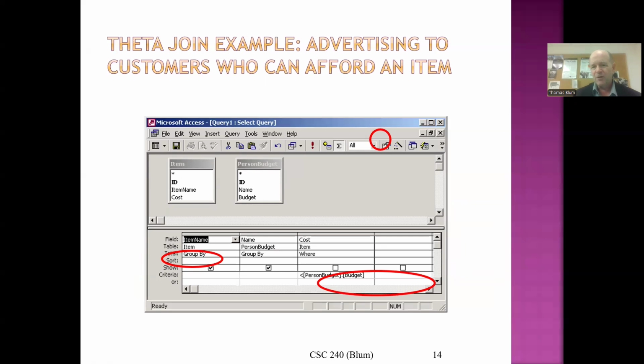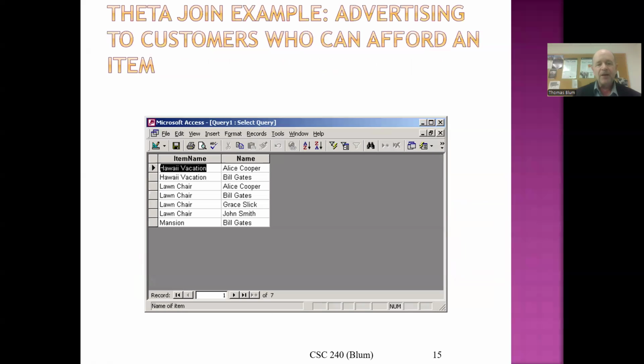Here we are over in Access, and I added a group by and a condition, and here it is. It just alphabetized. I didn't say sort by the price of the item, so it decided to sort on its own by the item name: Hawaiian vacation, then lawn chair, then mansion. We see that Alice Cooper and Bill Gates can afford the Hawaiian vacation. Everybody can afford the lawn chair, and the mansion only Bill Gates can get.